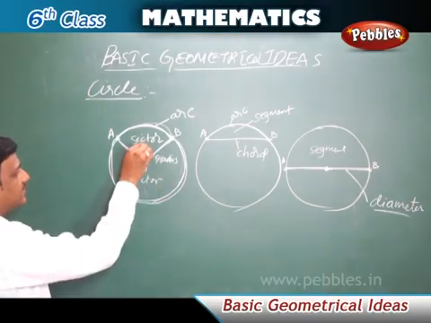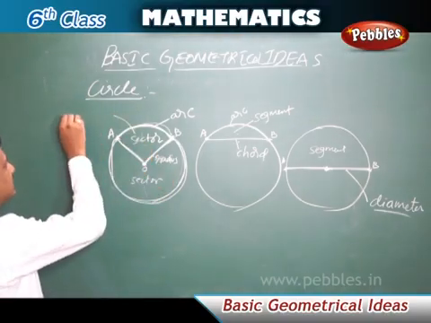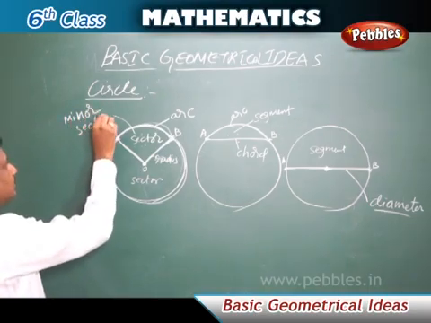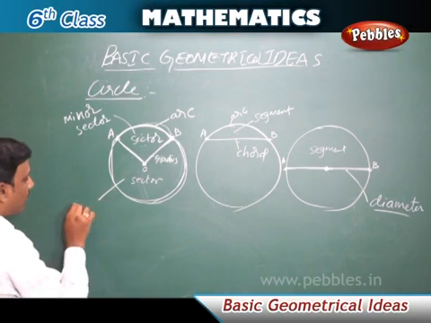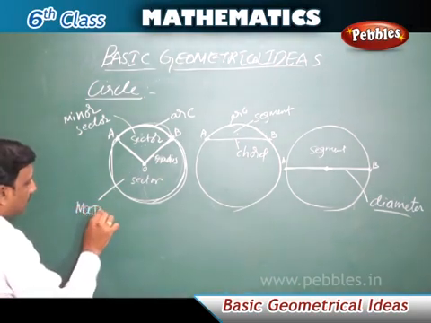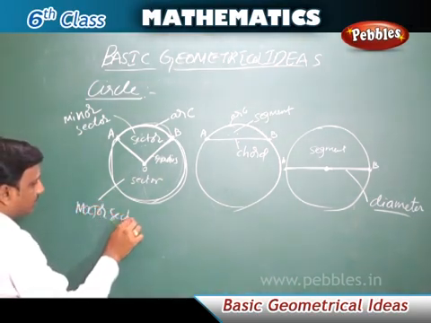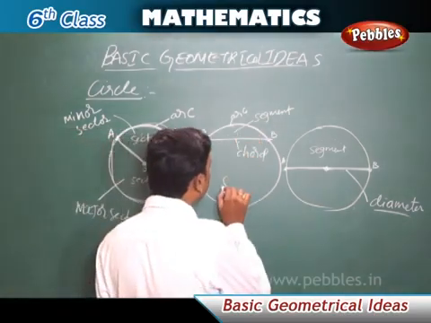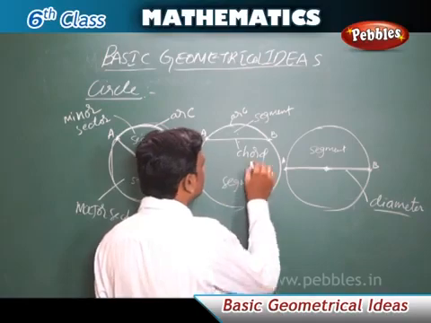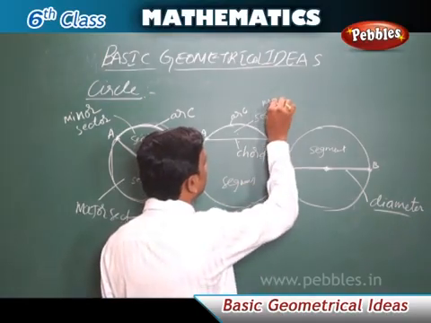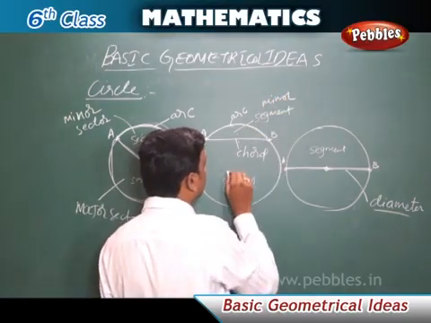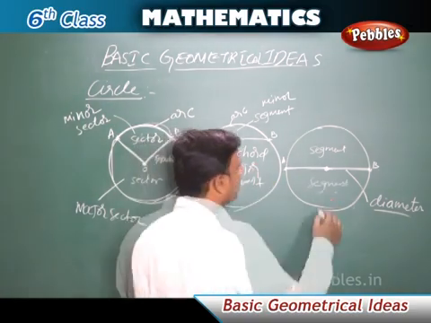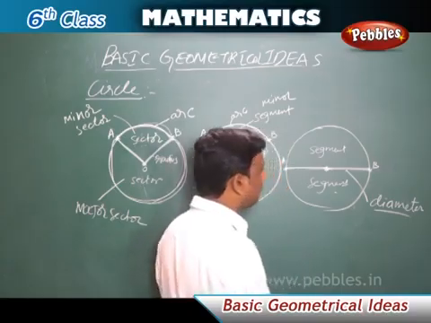But what is the difference? This is a small sector, so we call it minor sector, and this part is called major sector. In the same way, here this is a segment and this is also a segment. So this is a minor segment and this is major segment. Here both the segments are of equal size.